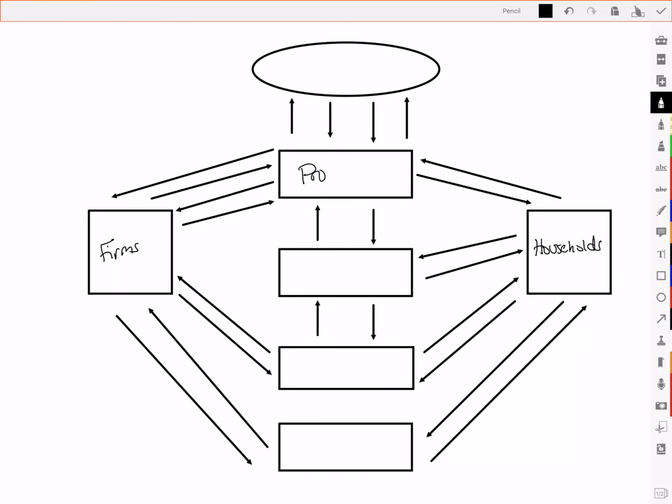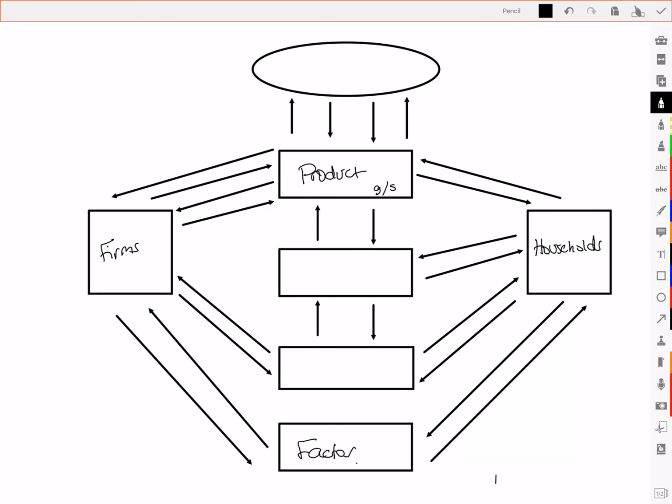So here we have our product market, where we're buying and selling goods and services. And here we have our factor market, where we are buying and selling our land, our labor, our capital, and our enterprise. Okay, so let's start looking at the different pieces within this simple circular flow.